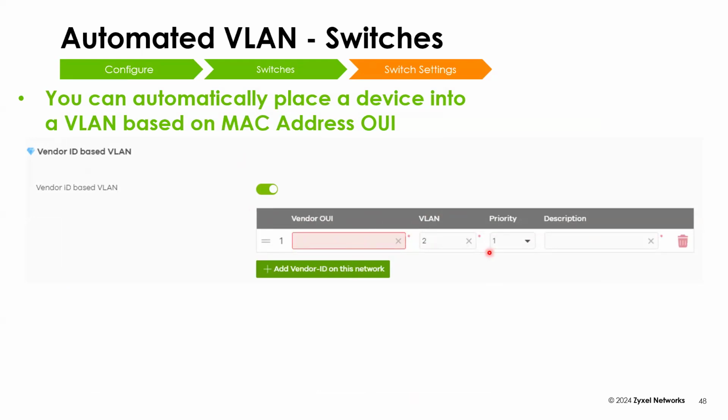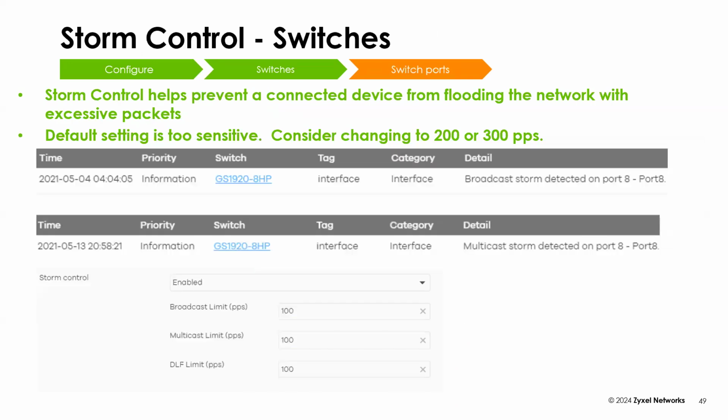So if you're trying to use voice VLAN and you're using some brand new Chinese made VoIP phone that we don't currently have in our database, you can manually do the same feature here using the vendor ID based VLAN. And it may not just be for voice, you may want to use this for IP cameras you've set up or for other devices on the network that need to be on a separate VLAN from the rest of the company network.